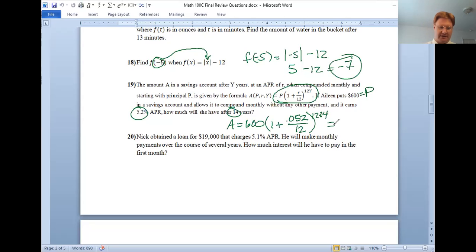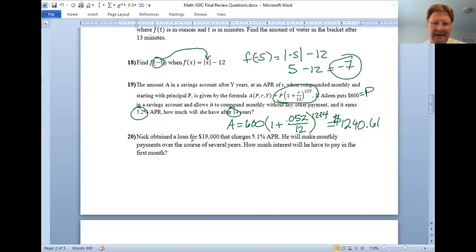What will that equal? Plug that into the calculator. 600 times parentheses 1 plus 0.052 divided by 12, all to the power of 12 times 14, and that's 168, and we get 1240.608, so $1,240.61. So this is in dollars. Great. Excellent.